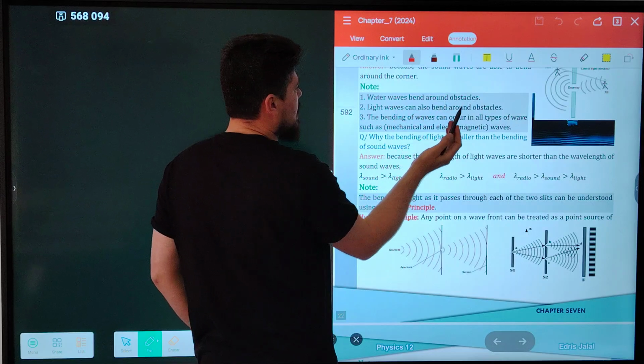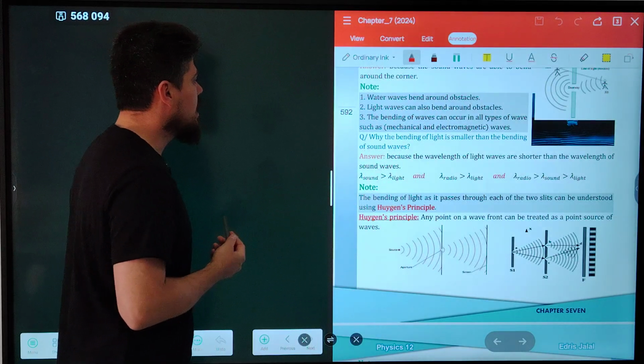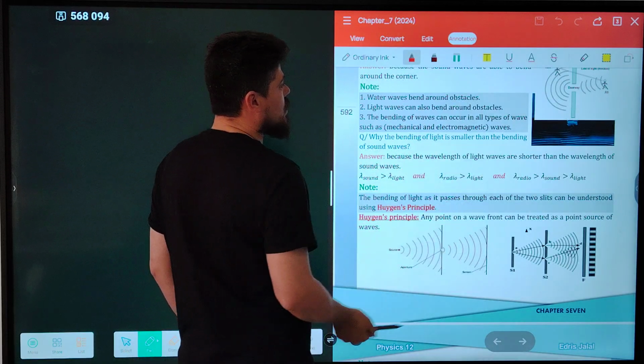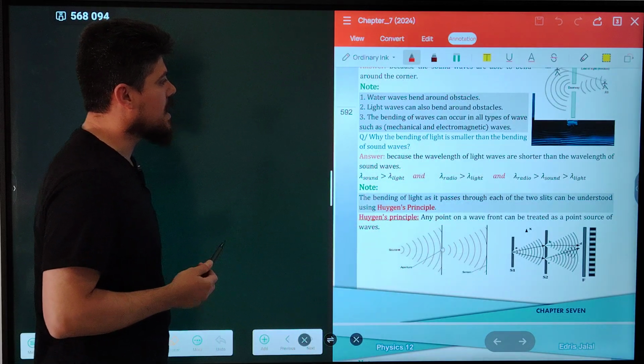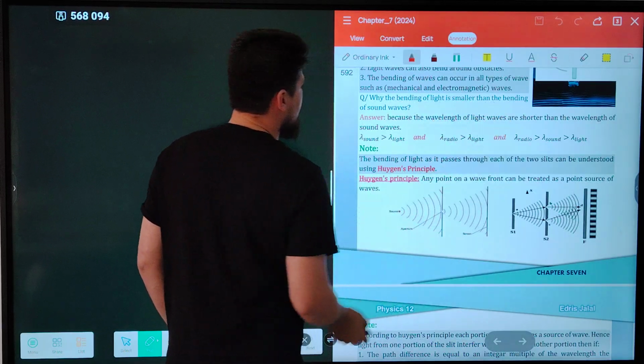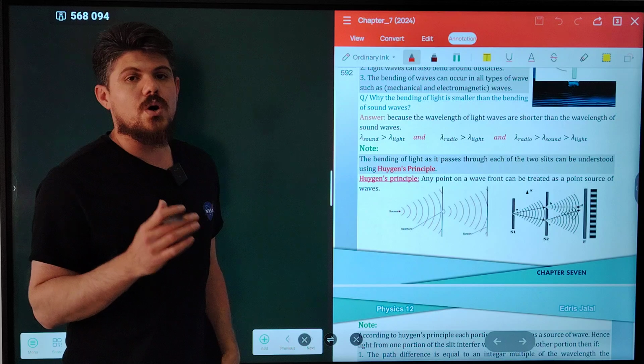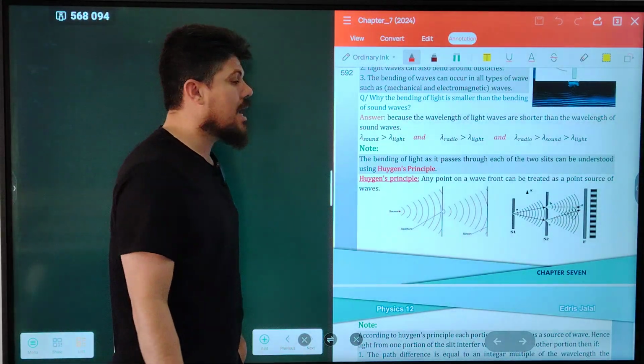Water waves bend around obstacles. Light waves can also bend around obstacles. The bending of waves can occur in all types of wave, such as mechanical or electromagnetic waves. Why is the bending of light smaller than the bending of the sound wave? Which one has more bending, sound wave or electromagnetic or light wave?